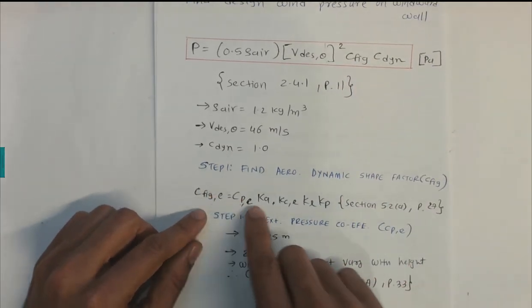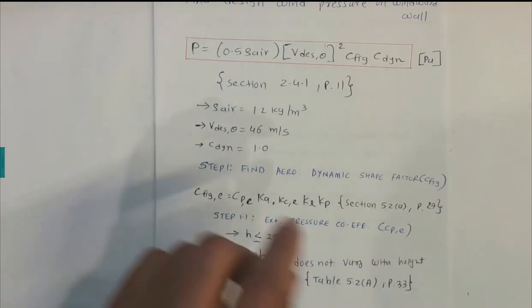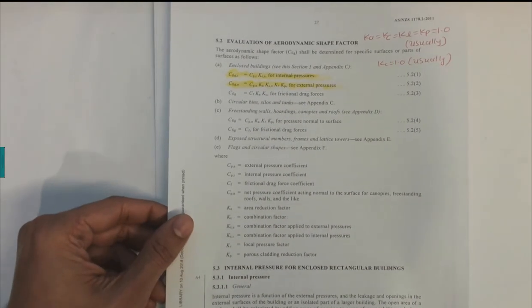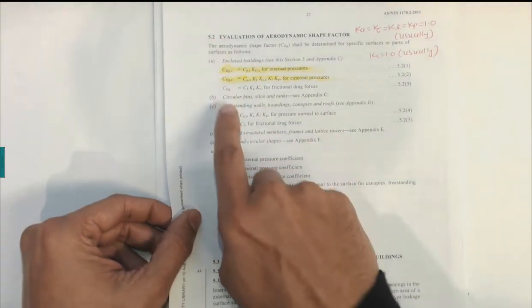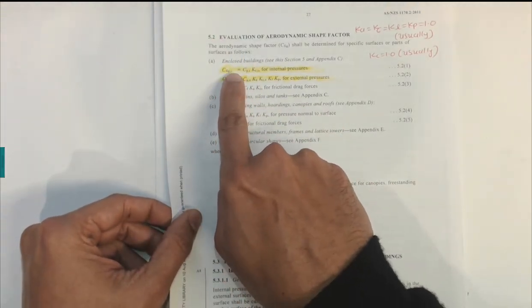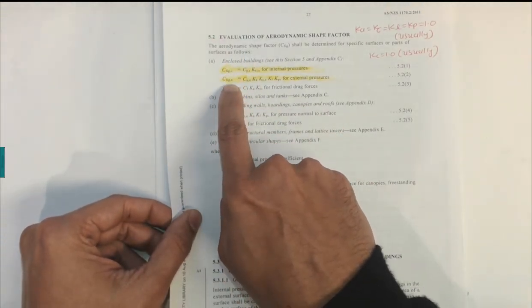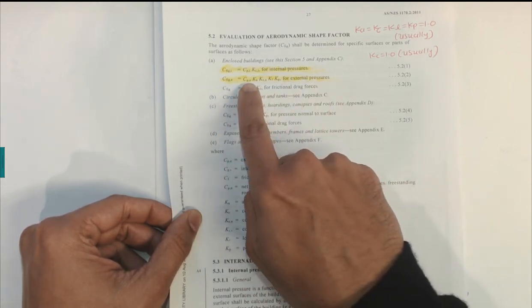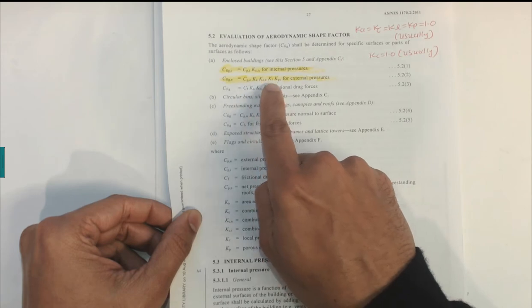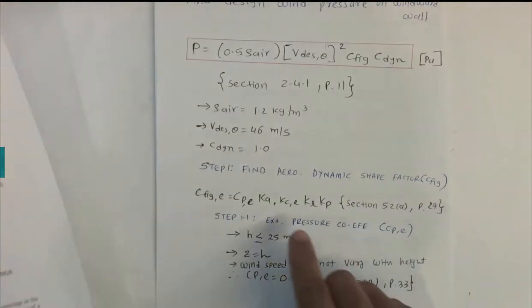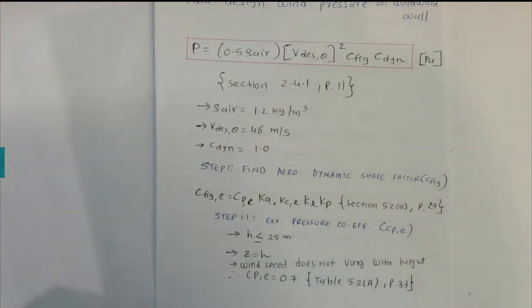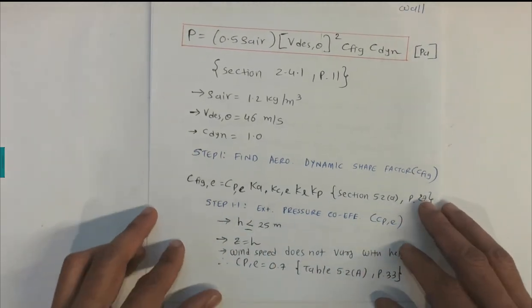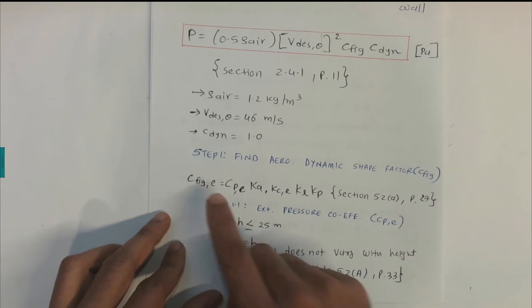The aerodynamic shape factor is given on page 27. On page 27, clause 5.2, we have two equations, one for internal pressure calculation and another for external pressure calculation. We are using the external pressure equation with CPE, KA, KCE, KL and KP. We are going to find each parameter one by one to calculate the aerodynamic shape factor.